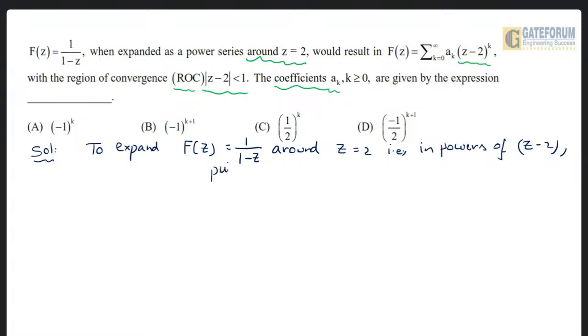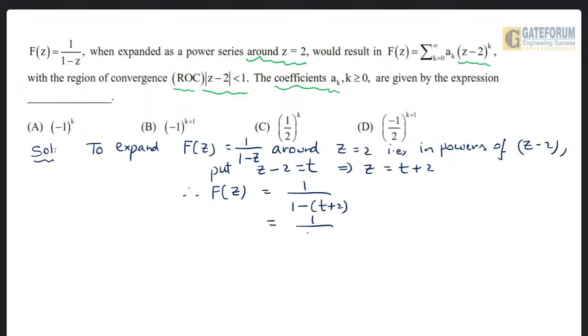put Z minus 2 is equal to T, that is change of variable, to make this expansion in a simpler way. Z is equal to T plus 2. Therefore, your capital F of Z is now 1 by 1 minus of T plus 2, which is nothing but 1 divided by minus T minus 1. Take out minus common. This can be written as minus 1 by 1 plus T, which is denoted by some small f of T function. It is a new function now.